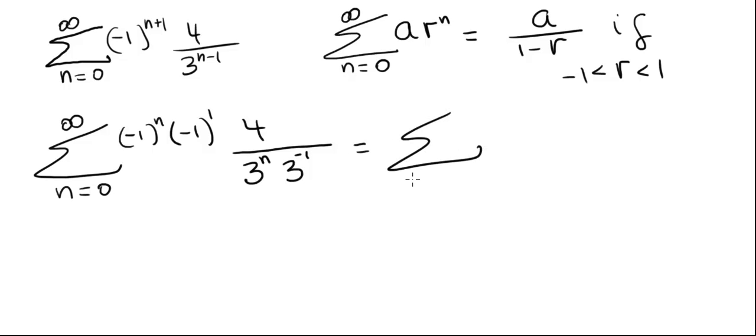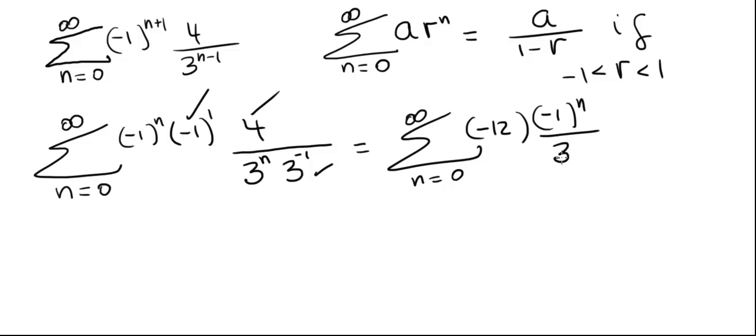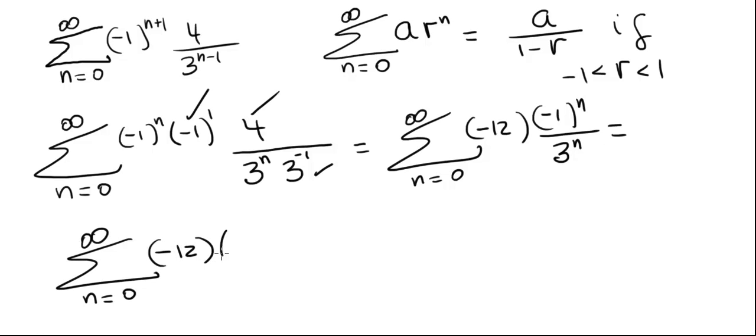And now take everything that's not raised to the nth power and combine it, and now we have this -1, the 4, and 3^(-1). When we combine all of that, 4 over 3^(-1) is 12 times -1, that's -12, and we have (-1)^n divided by 3^n. Since both -1 and 3 are raised to the nth power, we can combine them into a fraction, and the series takes the form -12 times (-1/3)^n. And now it's in standard form.